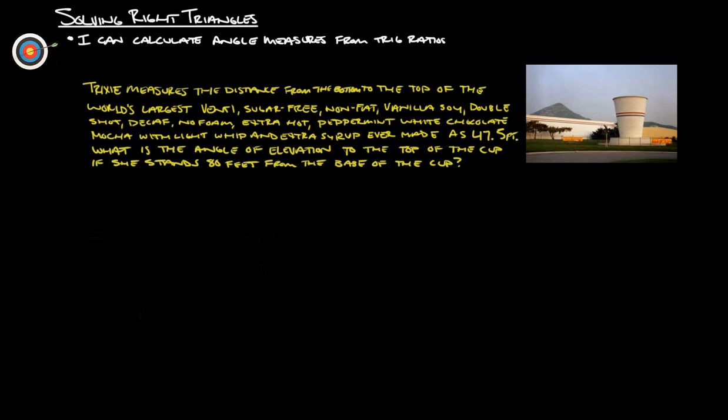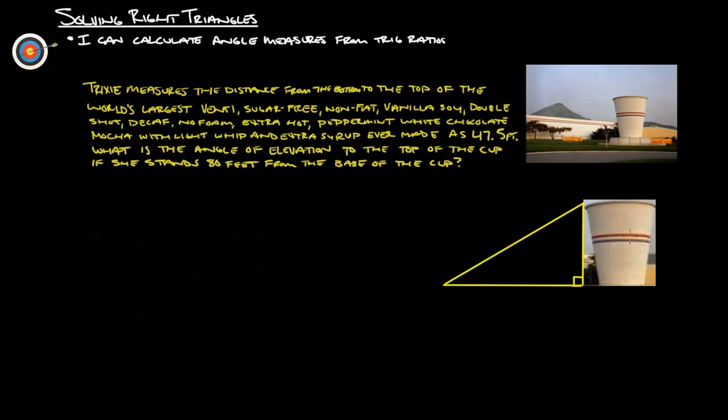Okay, so what we want to do is draw ourselves a little picture here. So here's our cup, and here's the height of the cup, and we'll call this the base. I know there's a little bit of space in there, but let's just call this the base to make our life easy. And then she's standing over here, and we're trying to figure out what the heck is this angle right there. Okay, so again, we know that the height of this thing is 47.5 feet, and she is standing 80 feet from its base. We want to figure out what that angle is there.